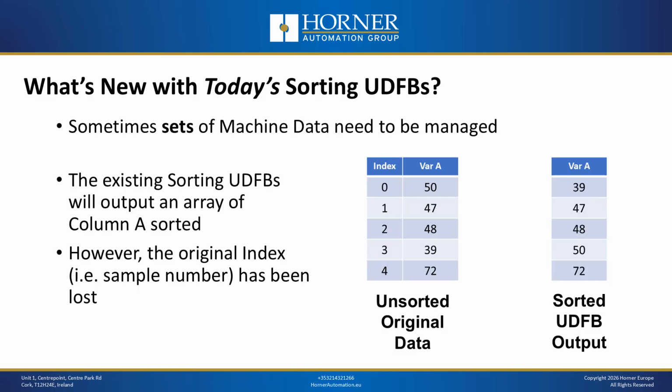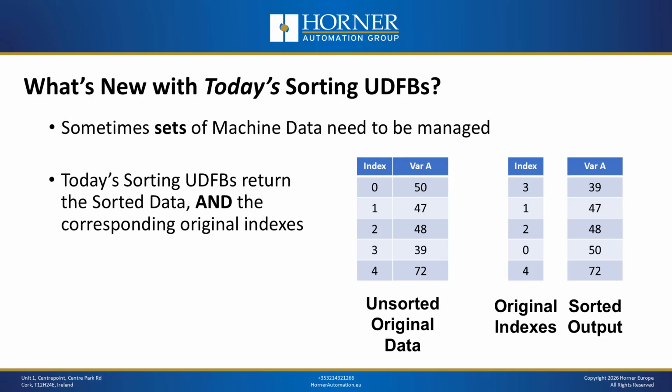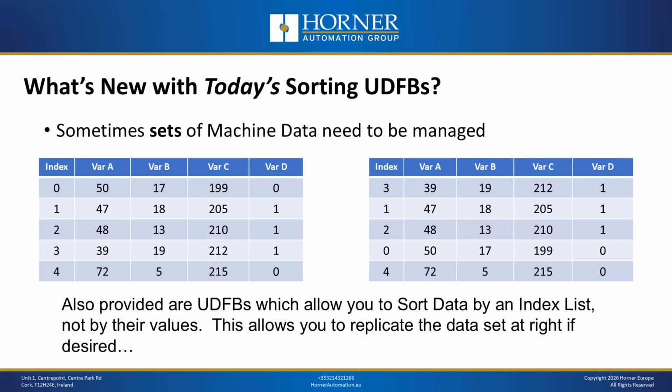If we use one of our existing sort function blocks, we can easily sort variable A as shown by the tables on the right. However, the original indexes have been lost. With today's sorting user-defined function blocks, we can now return the sorted data as well as the corresponding original indexes. And this is important because now we can use those original indexes to sort the remaining columns.